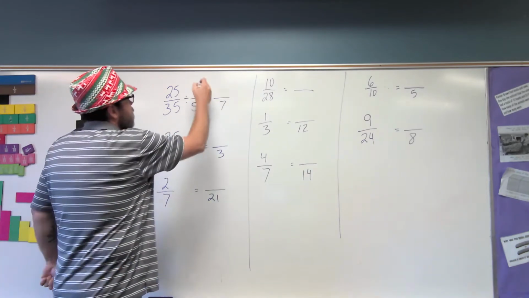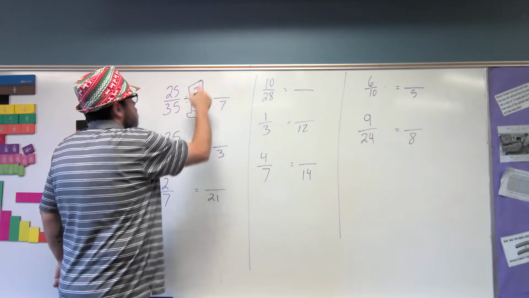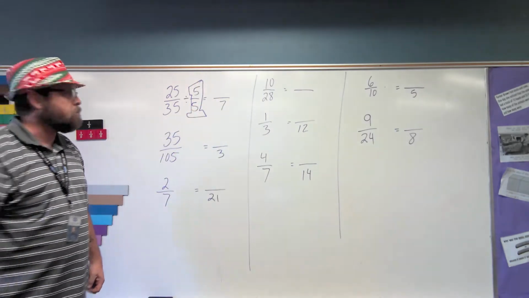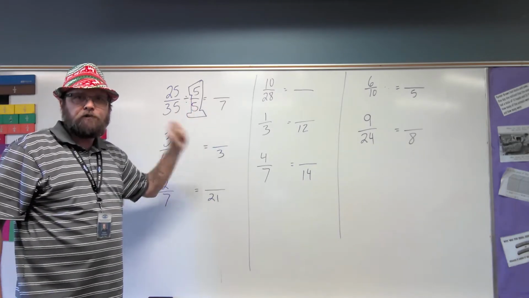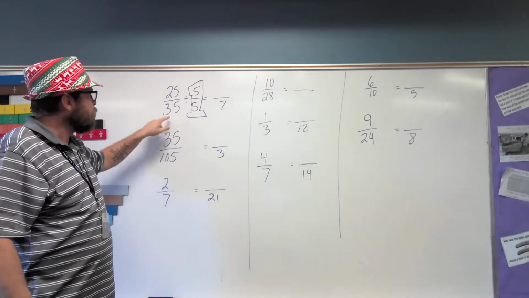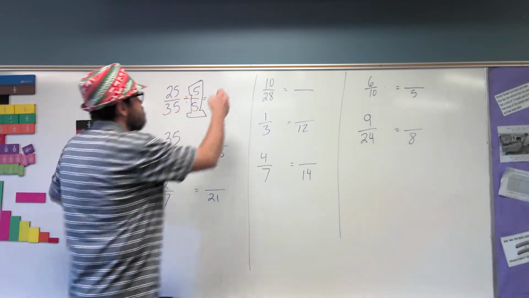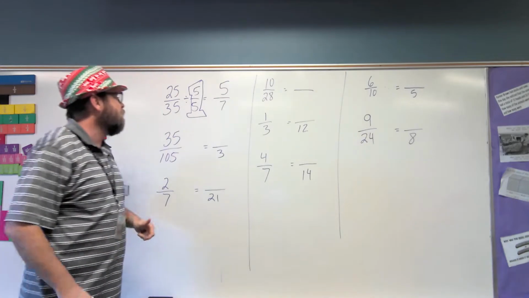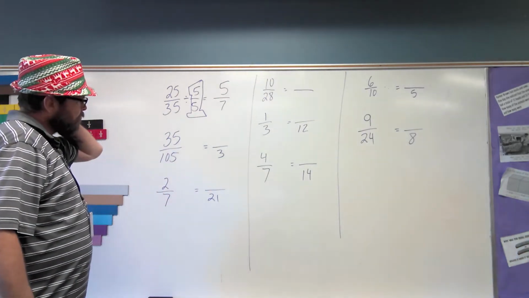And I want you to think of it like this. So that kind of looks like a 1, or it's supposed to. I'm dividing something by 1. If I divide it by 1, I don't change the value. So 35 divided by 5 is 7. 25 divided by 5 is 5. So the slide where it says 25/35 equals blank over 7, then it is 5 over 7.